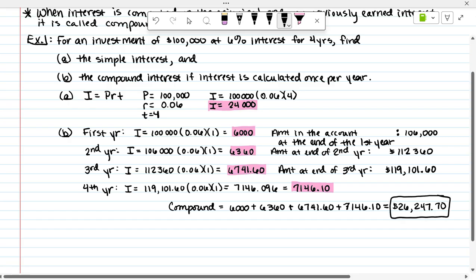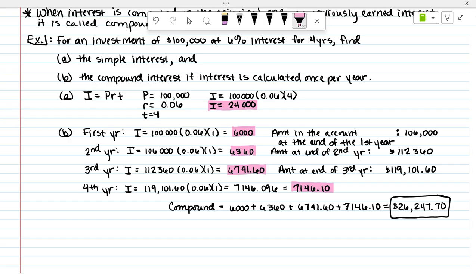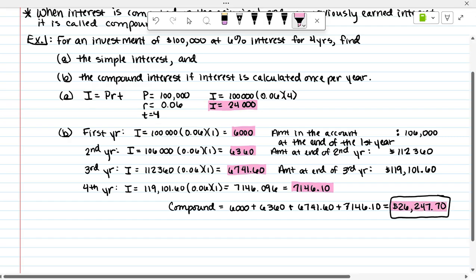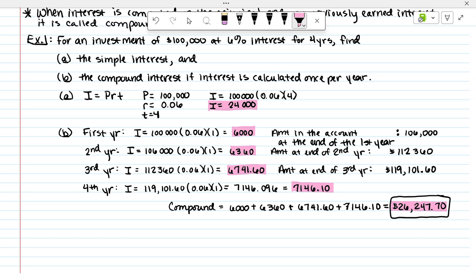Okay, whereas before with the simple interest, we only made $24,000 over those 4 years. If that interest had been compounded, it would have been $26,000, and that's a $2,247.70 difference. I mean, it's a nearly $2,300 difference. Makes a difference, guys, on the compound interest.